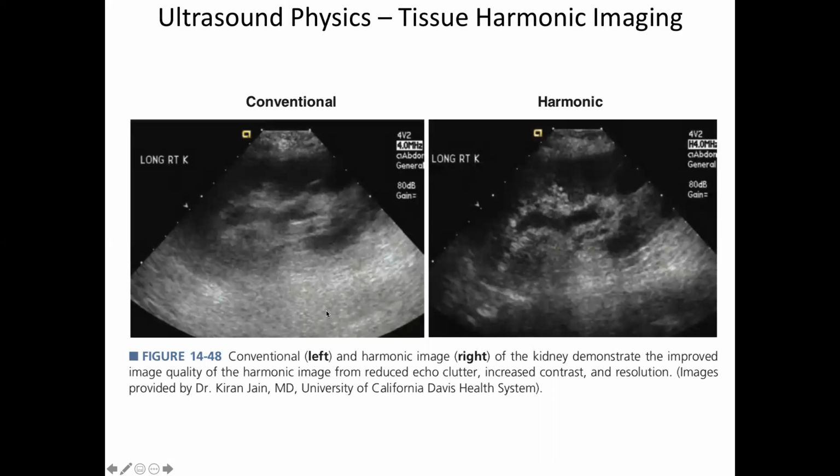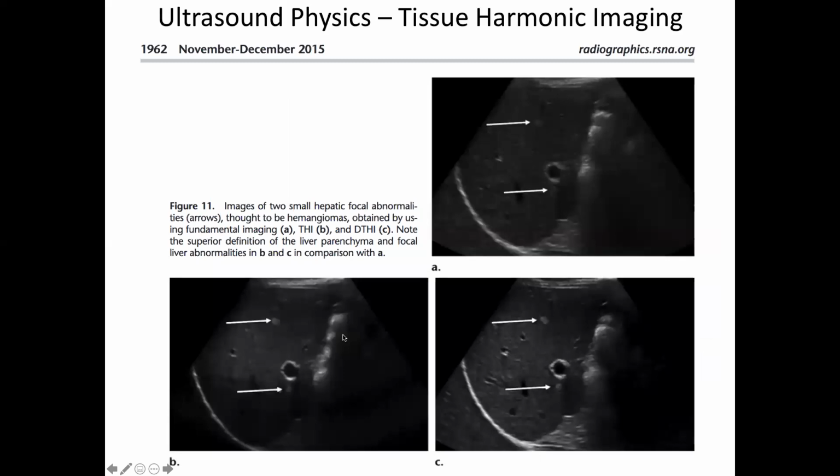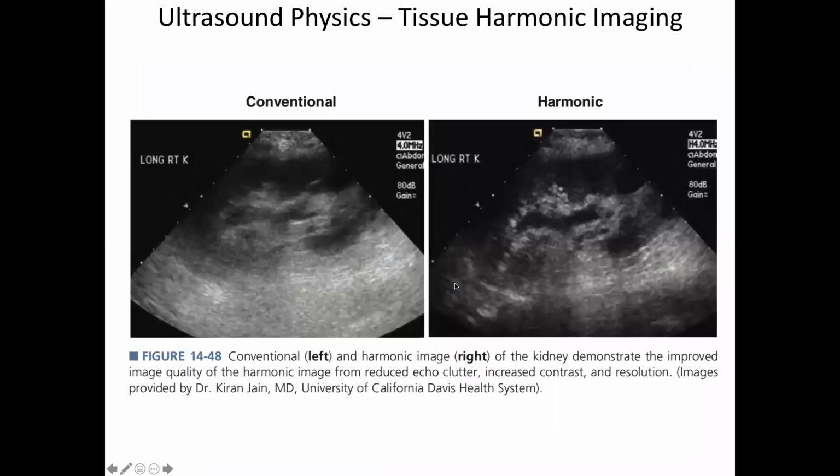Here's an example from that paper. Remember I said I put a paper on tissue harmonic imaging, the review paper. This is it here, and in the notes you can just look it up yourself, but there's also a copy on Canvas. And then this is out of Bushberg.